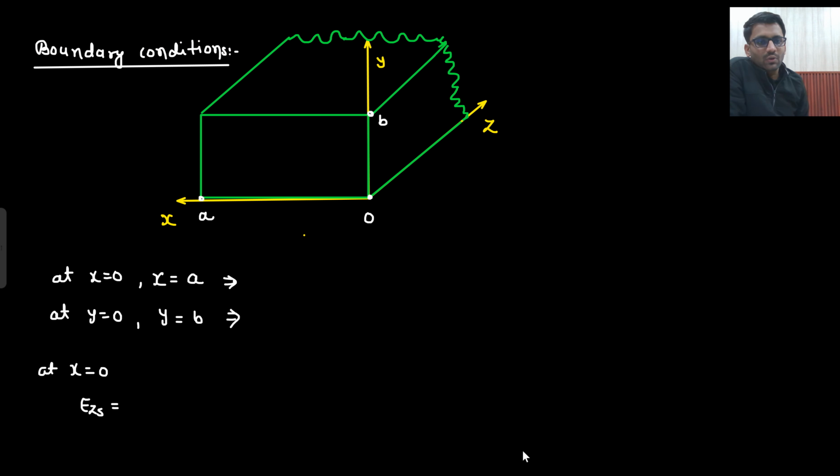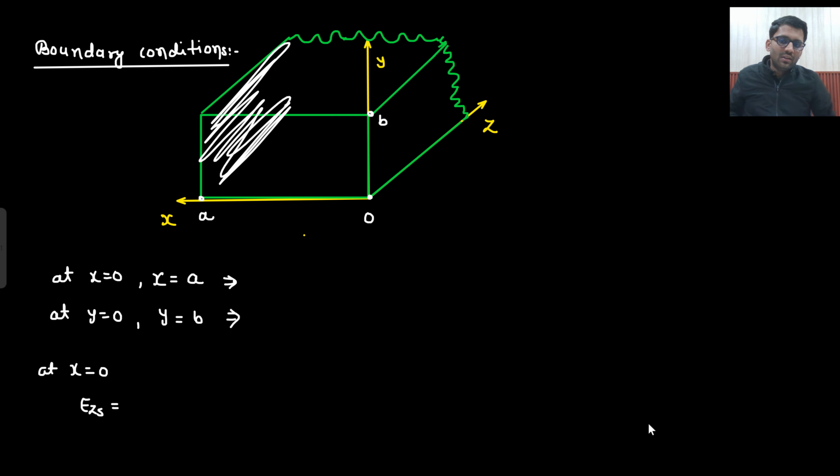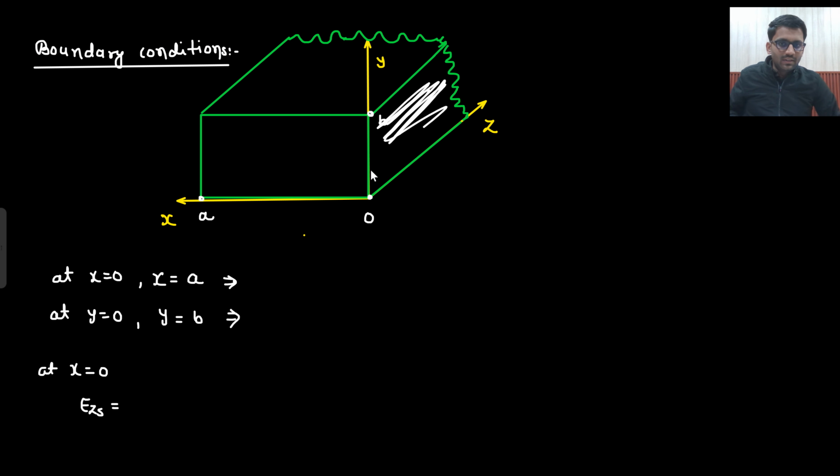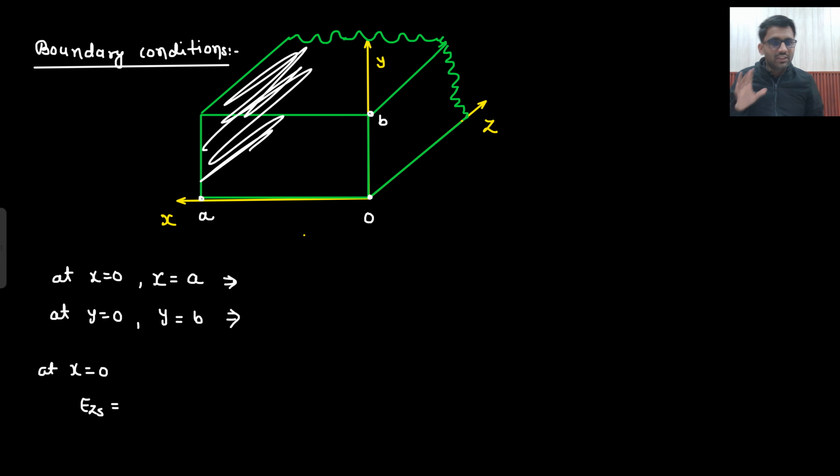So what are our boundaries? Our boundaries are this plane and this plane. What is the equation of this plane? X equals 0. What is the equation of this plane? X equals A. These basics we have already seen, and we have spent a lot of time on them. If you are not able to write down the equation of these planes, then you are not studying EMFT at all, right? X equals A.